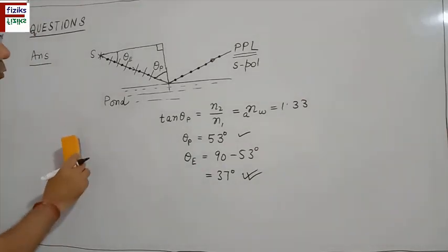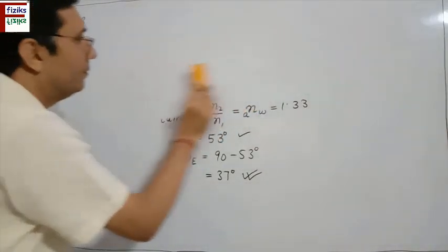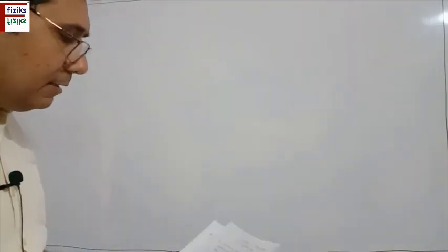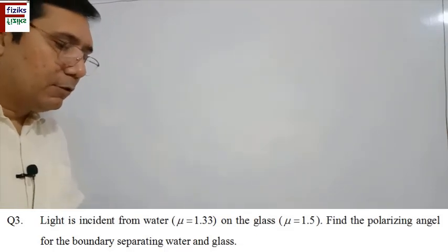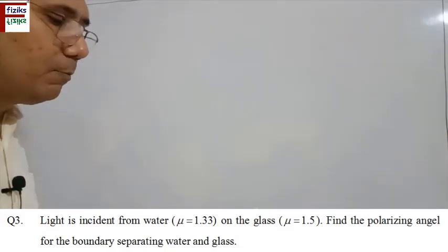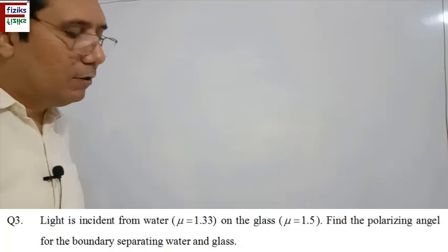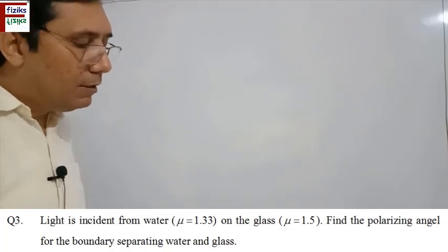Now come to question number 3. First read the question. Light is incident from water, whose refractive index is 1.33, on glass whose refractive index mu is equal to 1.5. So light is incident from water on the glass plate.